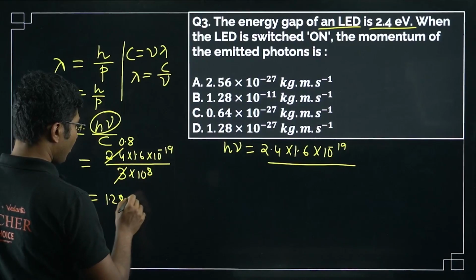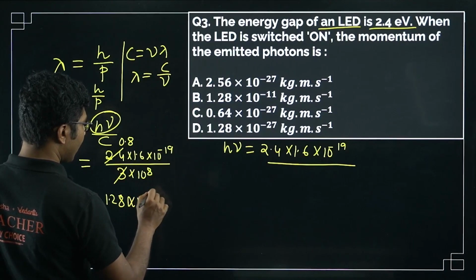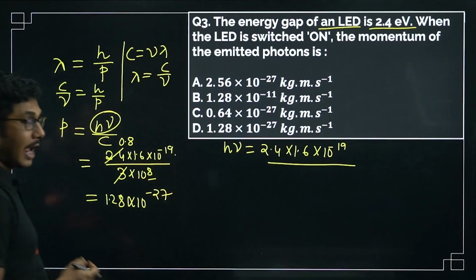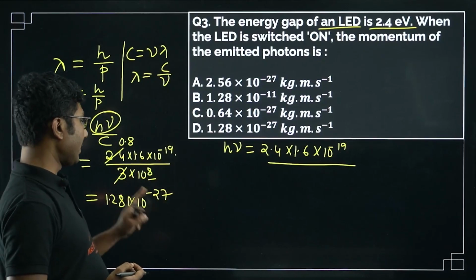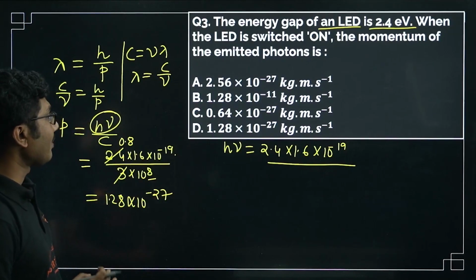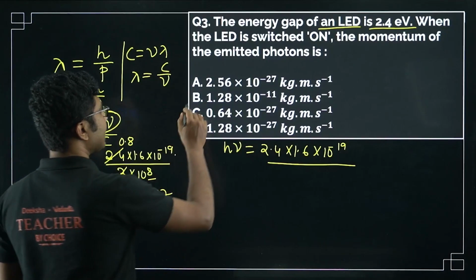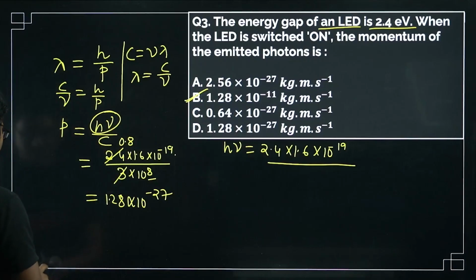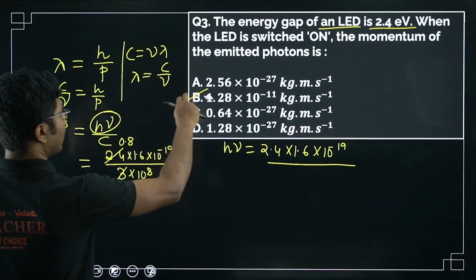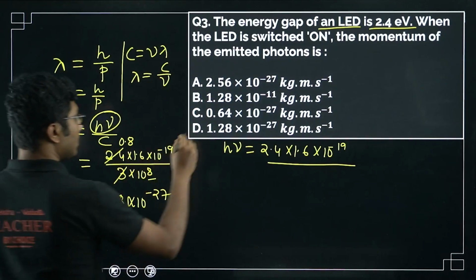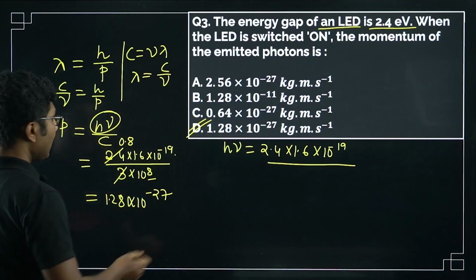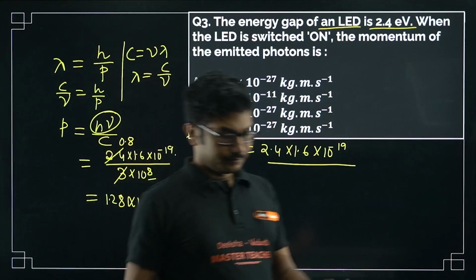So it will be 1.28 into 10 to the power of minus 27, minus 19, and there is a division of 10 to the power of 8, so it will go up and it will become 10 to the power of minus 27. So answer is 1.28 into 10 to the power of minus 27. Not this one, sorry, this one. Okay, 1.28 into 10 to the power of minus 27. Unit is kg meter per second.